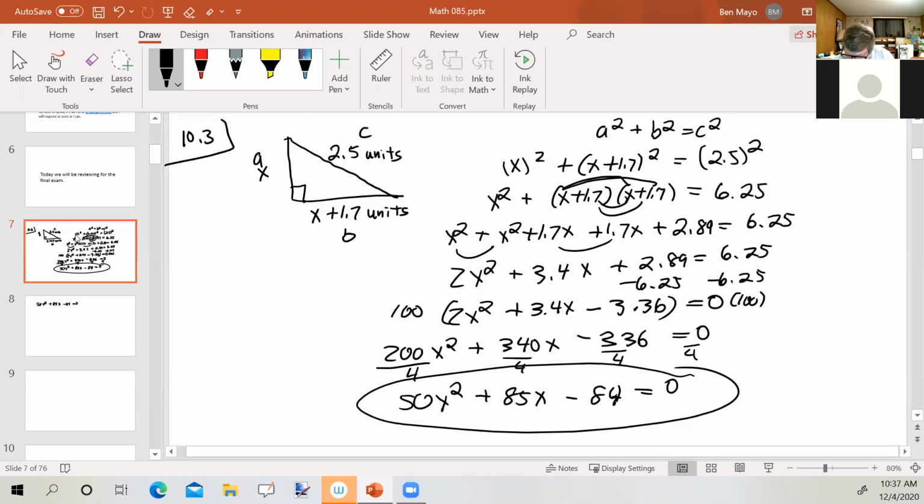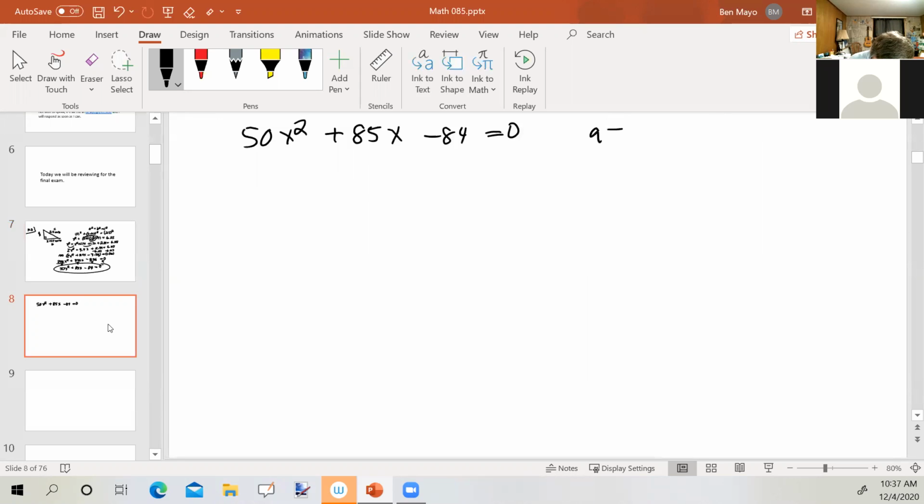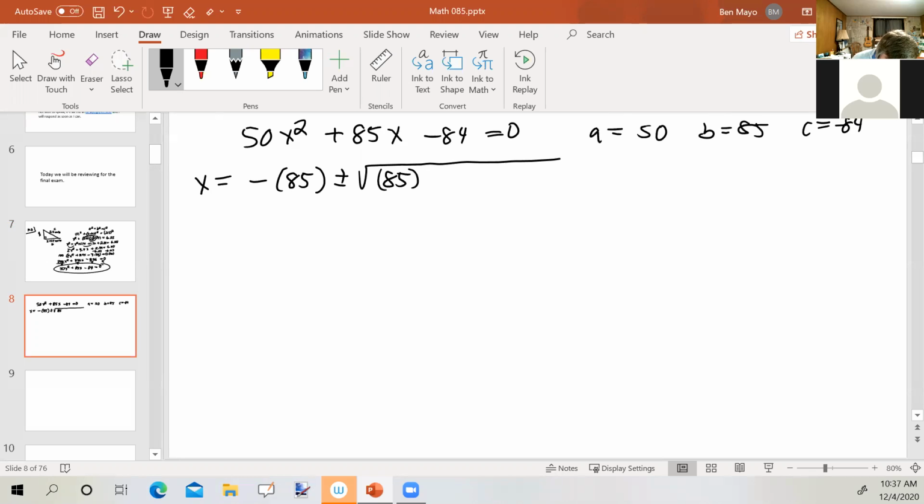I'm actually going to go back and just really quickly check my work because I kind of went through this fast. And let's see here, times 100, that looks good, that looks good. Divided by 4, that looks good. I think we're okay. All right, so A is 50, B is 85, and C is negative 84. X equals negative B plus or minus the square root of B squared minus 4ac all over 2a.